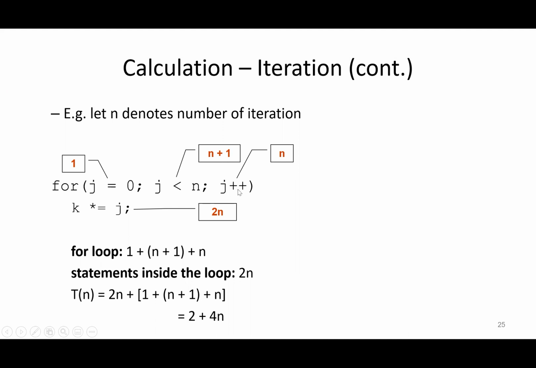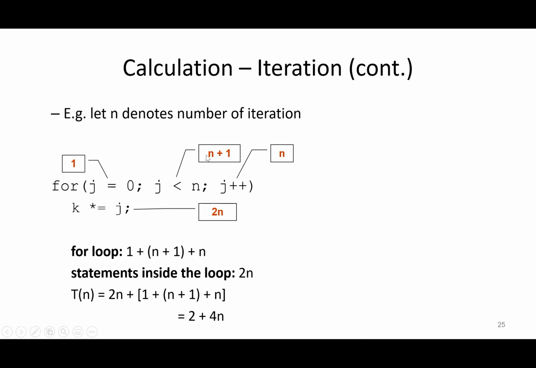And then this j plus plus, you need to execute n times. Assume that this for loop runs from j equal to 0 until n minus 1, right? Because your condition is less than n. So you need to execute from 0 to n minus 1, which means you need to execute how many times? n times, right? Because you start from 0. So n times, it means that this j plus plus, every time I loop, I need to increase by one, right? So this part I will execute n times, because I loop n times in this for loop.